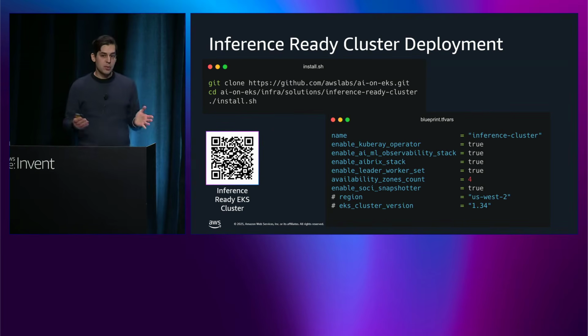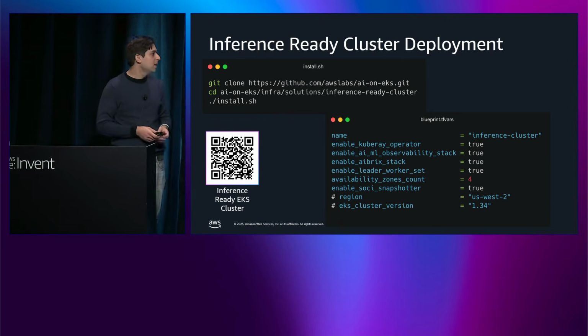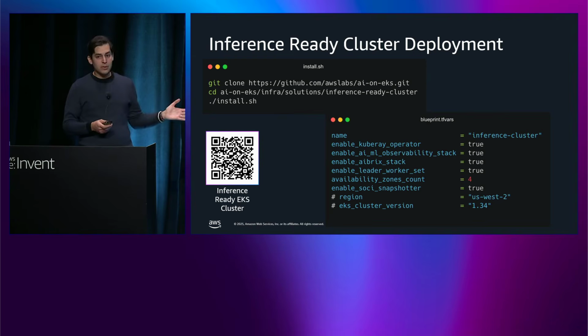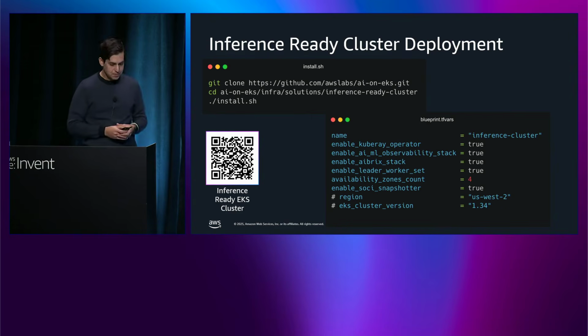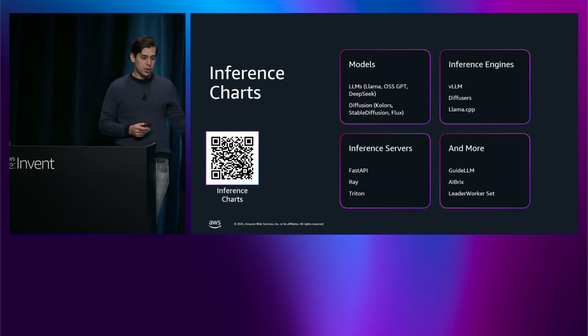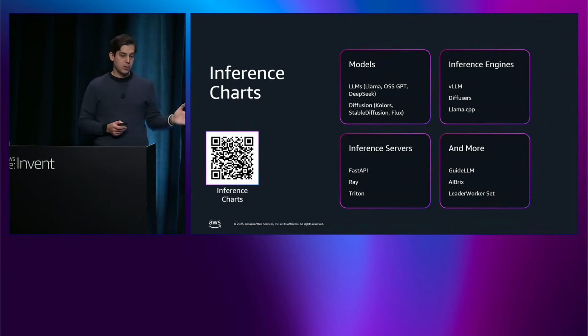You don't want to use the observability stack? Turn it off. Actually, everything's off by default. You can just delete it. You don't want to use AIBrix for some reason, or you want to use something else instead? You change that line. You want to use fewer availability zones? You want to use a different region? We try and make it really easy. So that's the infrastructure. Let's talk about the deployment component.